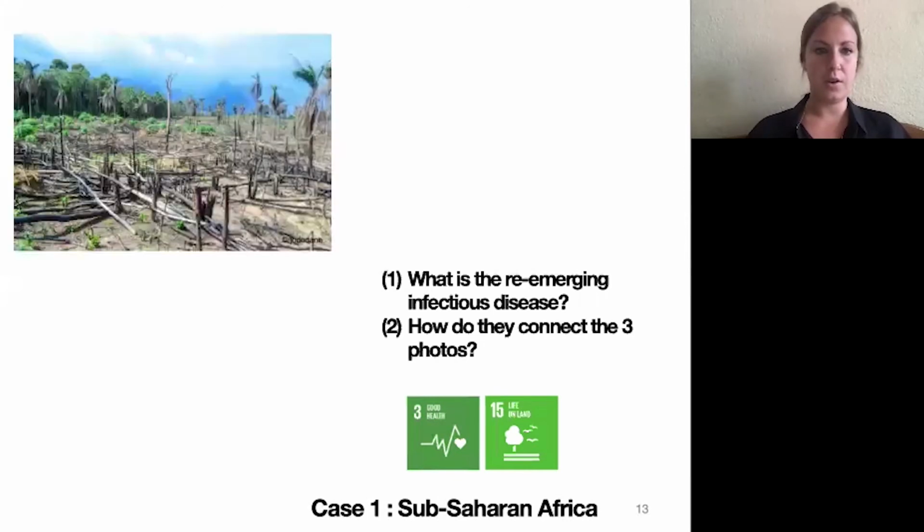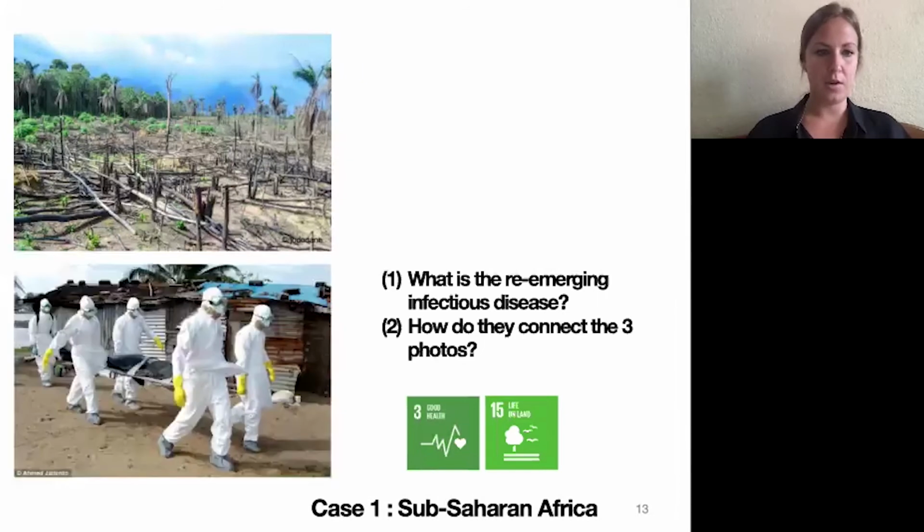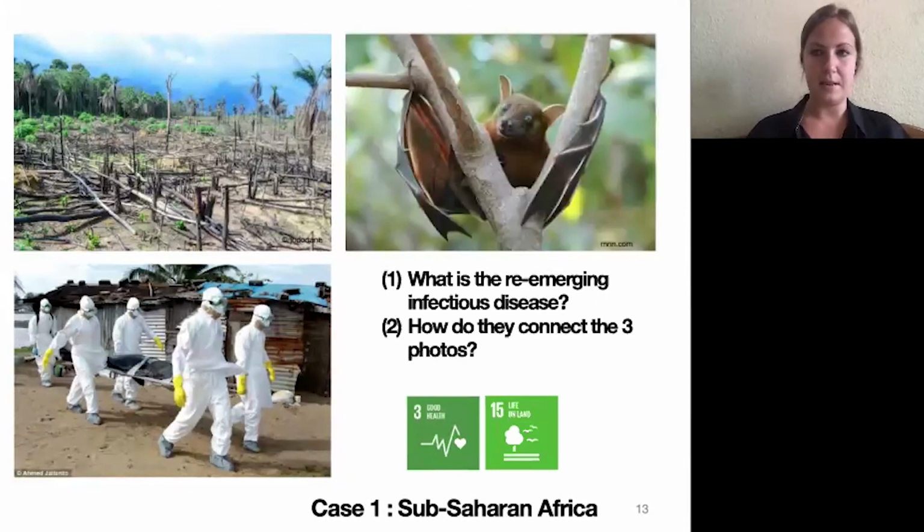So the first photo is deforestation. The second photo are workers carrying a corpse in hazmat suits. And the third is a bat. So again, think through what is the reemerging infectious disease and how would you connect these 3 photos? Deforestation, a bat, and workers carrying a corpse in hazmat suits.